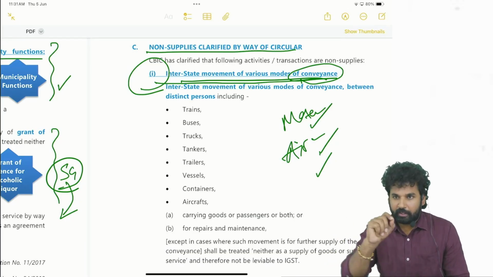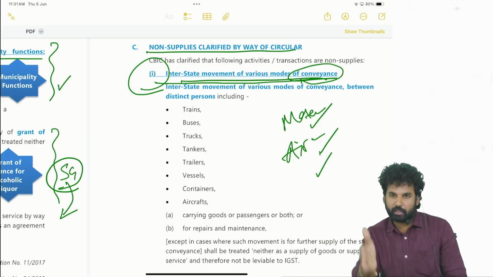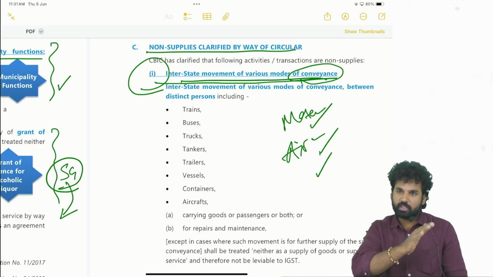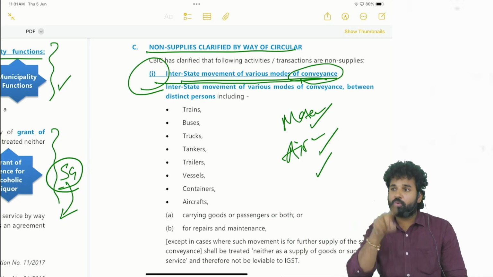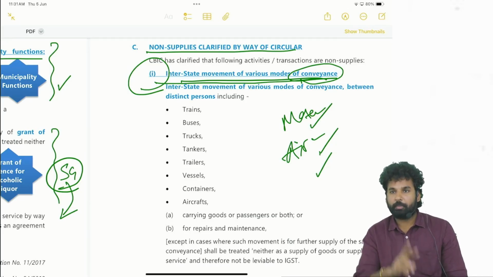See, we are telling that with respect to distinct persons, whatever you are transferring from one branch to another branch, if this branch is having separate registration and branch 2 is having separate registration, then you are moving anything from one branch to another branch, that will be supply. That we are telling because of the distinct person definition as per Schedule 1 Para 2, supply without consideration when the transfer is made between the distinct persons.